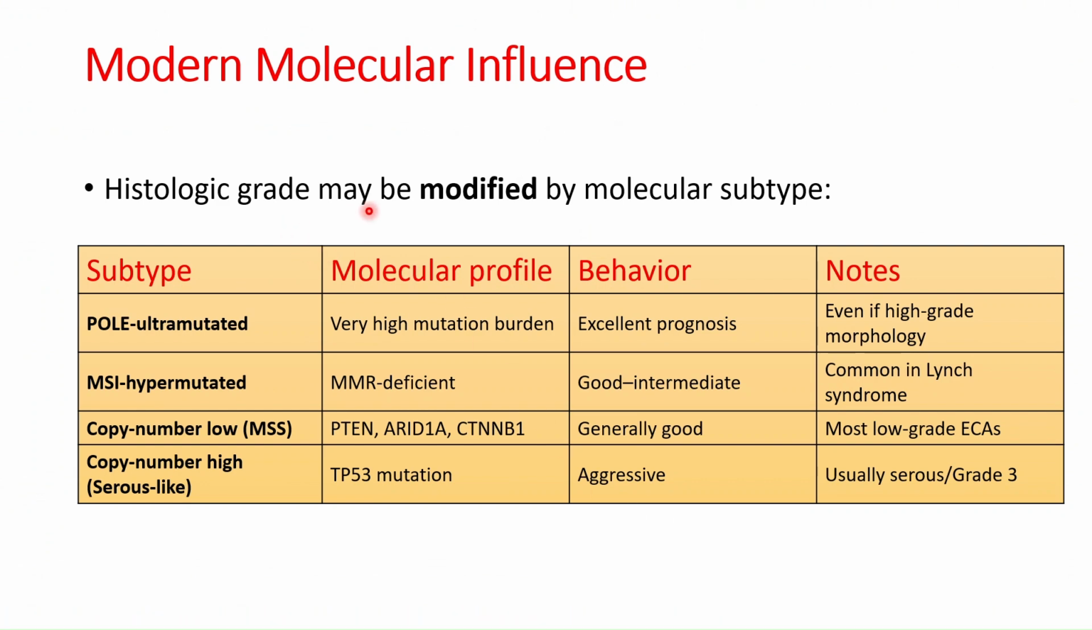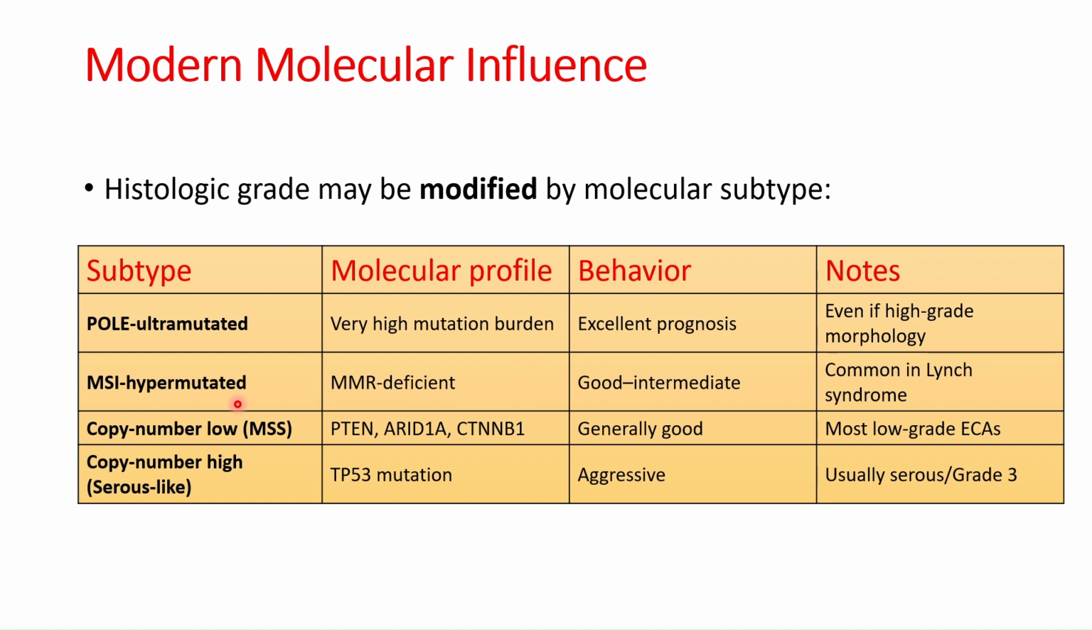This histologic grade may be modified by molecular subtypes. So the subtypes include DNA polymerase epsilon ultra mutated, microsatellite instability hypermutated, copy number low, which is microsatellite stable, and copy number high, which is serous like. The molecular profile has a very high mutation burden in POLE ultra mutated, having excellent prognosis, and even if high grade morphology is there, there is good prognosis.